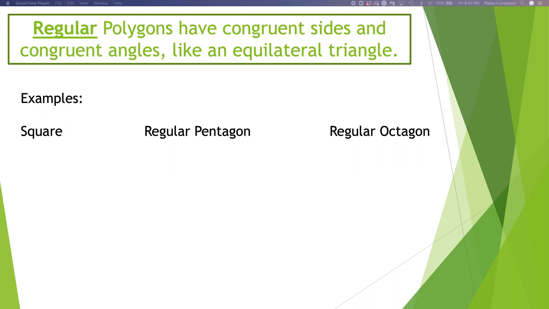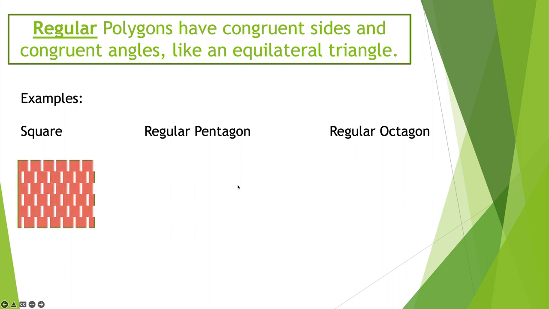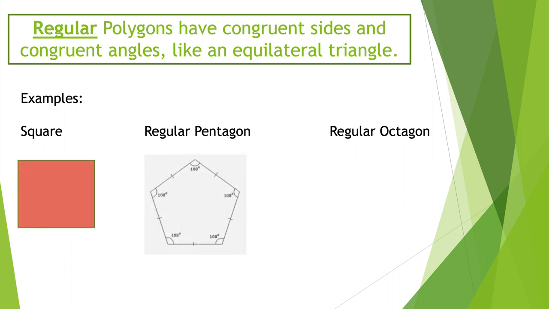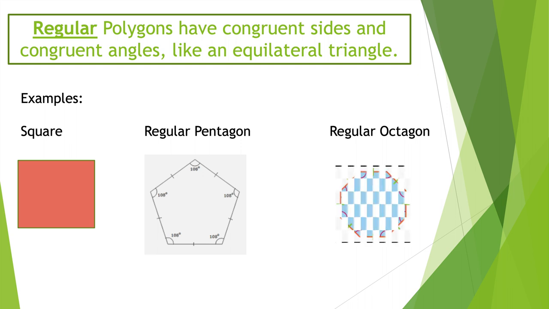Okay, so I just want to take a second and step back and talk about what a regular polygon is. Regular polygons have all congruent sides and all congruent angles, kind of like an equilateral triangle or a square. So, speaking of a square, here's a square. That's a regular polygon, a regular quadrilateral. Here's a regular pentagon. Notice all the angles are the same, all the sides are the same. Here's a regular octagon. All the angles are the same, all the sides are the same.